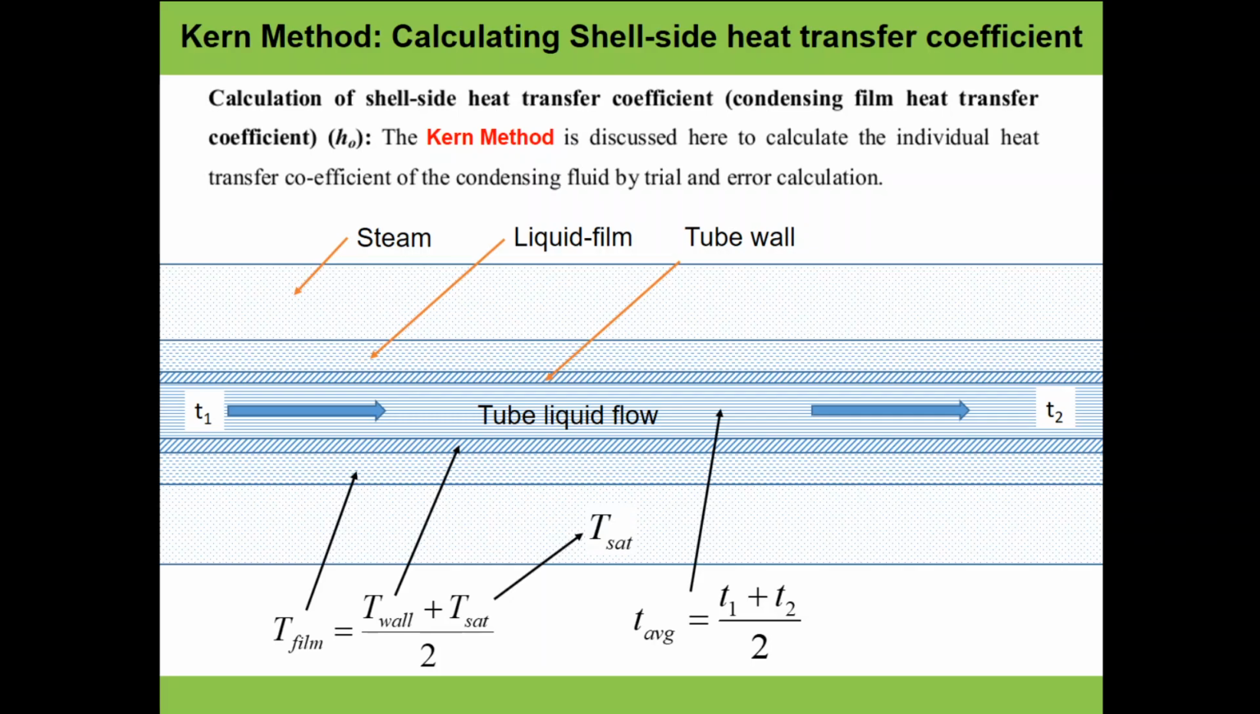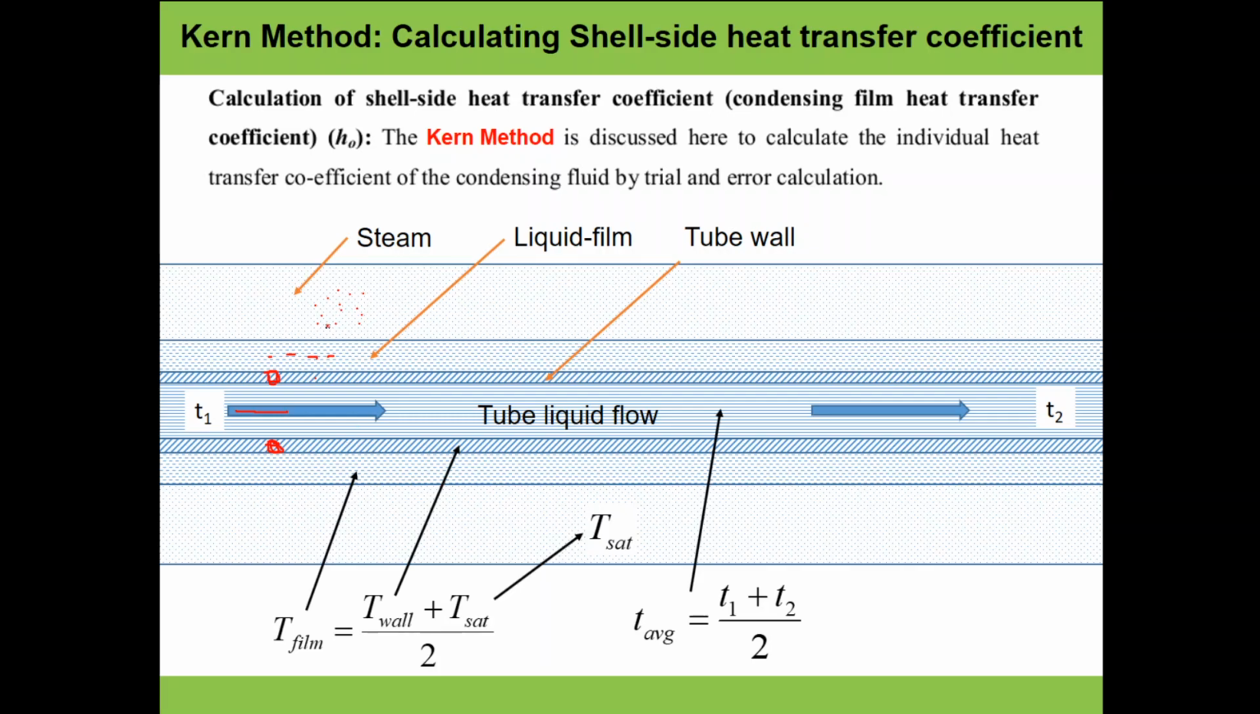So let's consider a single tube, and around the tube there is a liquid film and steam. Here we have the tube, and this is indicating the tube wall, and this is another tube wall. The tube wall is basically the cut section of the single tube, and inside the tube the liquid is flowing. Above the tube there is a liquid film, and above the liquid film there is steam. So we have the liquid inside the tube, then the tube wall, then the liquid film, and then steam.